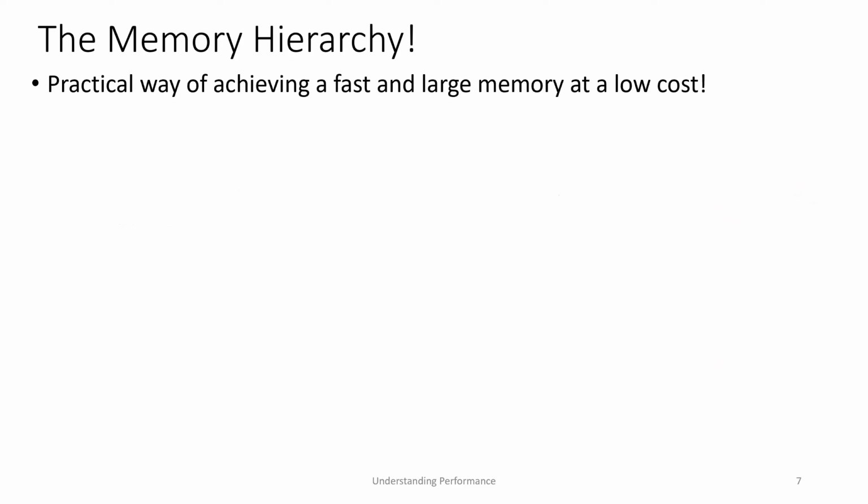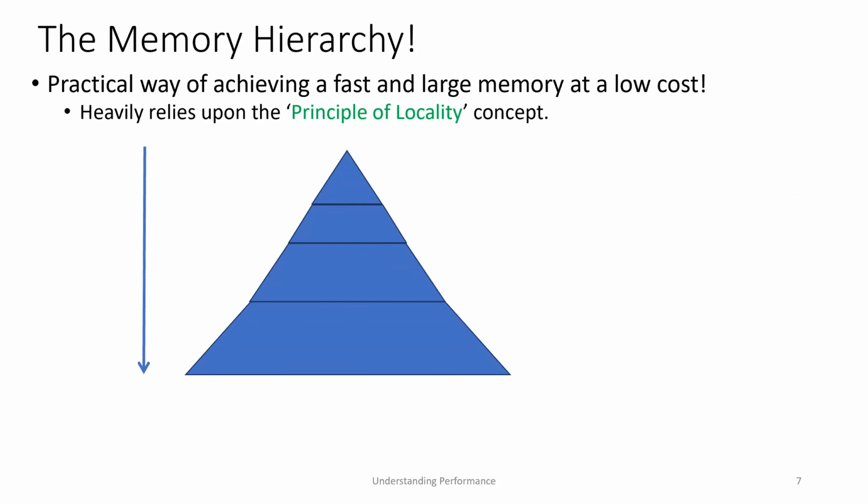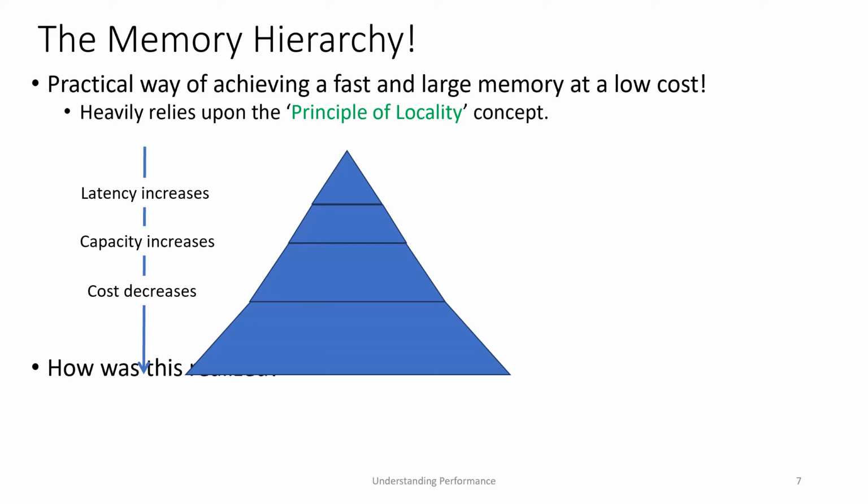It's a practical way to achieve a fast and large memory at a low cost, right? And it is heavily built on the principle of locality. It is usually represented as a pyramid. From top to bottom, as we go, the latency, meaning the time we need to get a data item, will increase. The capacity of the memory will increase, and the cost of the memory will reduce. Now, how is this actually achieved? It is because of various memory technologies.